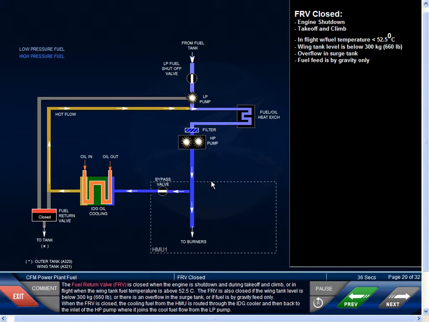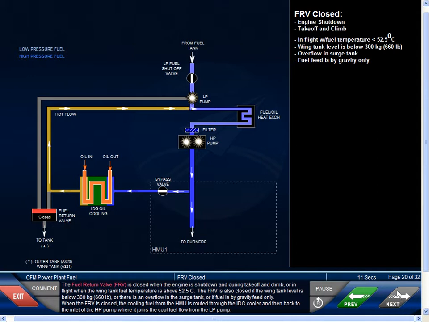The fuel return valve, or FRV, is closed when the engine is shut down and during takeoff and climb, or in flight when the wing tank fuel temperature is above 52.5 degrees Celsius. The FRV is also closed if the wing tank level is below 300 kilograms or 660 pounds, or there is an overflow in the surge tank, or if the fuel is by gravity feed only.